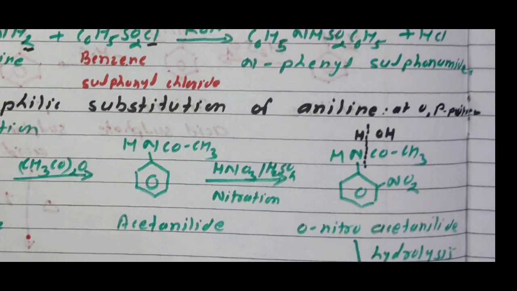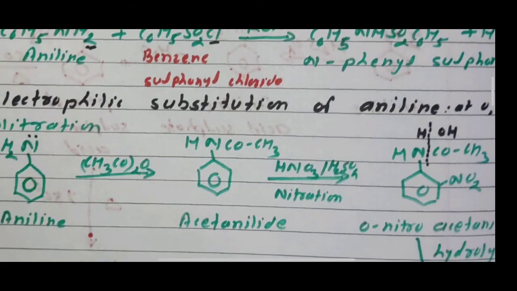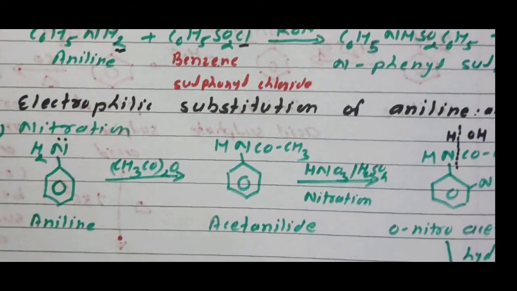Here aniline is a benzene ring containing an NH2 group. The nitrogen atom of the NH2 group has a lone pair of electrons, and this lone pair activates the benzene ring at the ortho and para positions. Therefore, the first electrophilic substitution reaction we study here is nitration. Nitration means introducing an NO2 group to the benzene ring. Here the NH2 group is a very activating group.